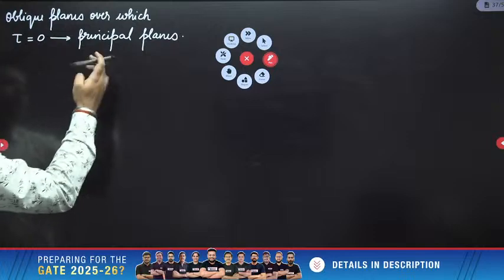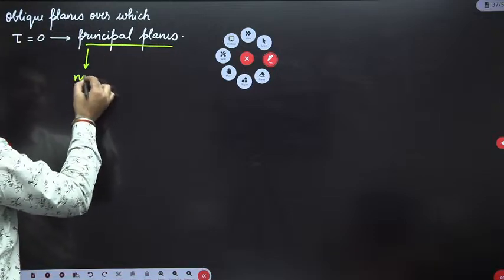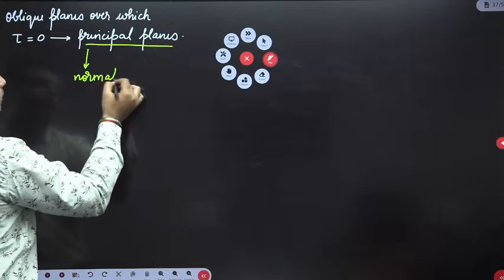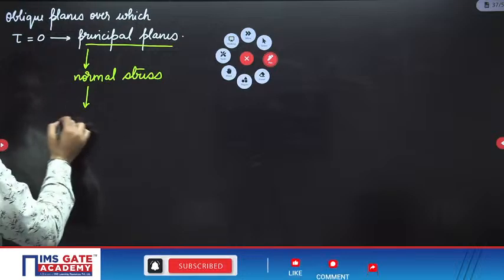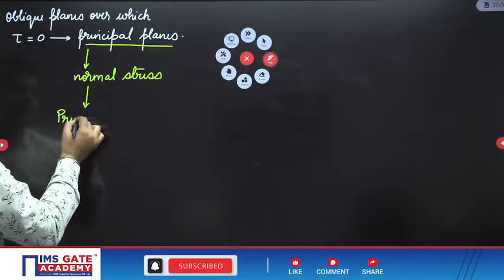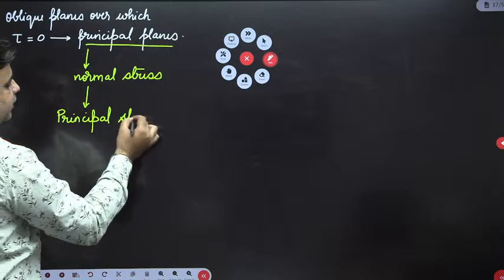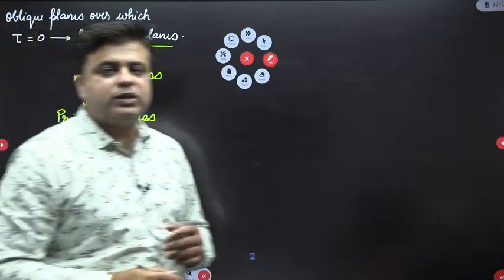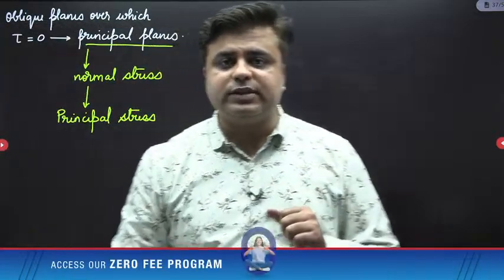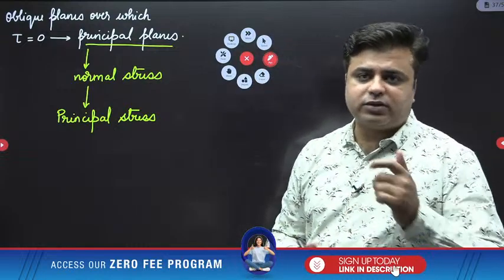The normal stress acting over principal planes is termed as principal stresses. The maximum value of principal stress is called the major principal stress, sigma 1, and the minimum value of principal stress is called the minor principal stress, sigma 2.